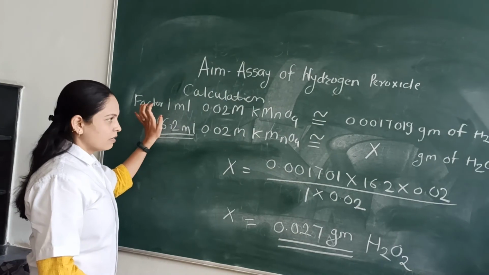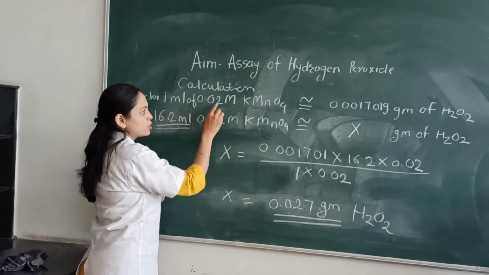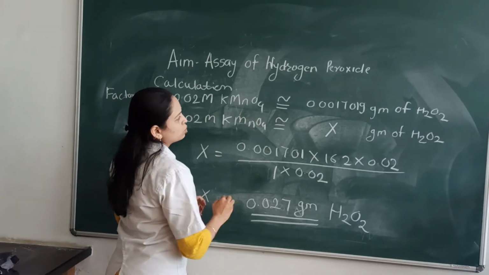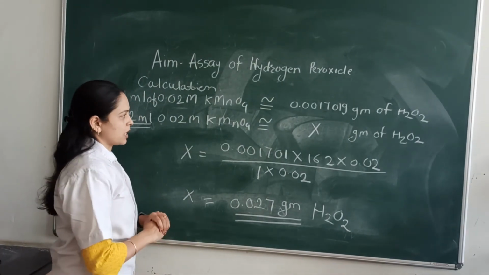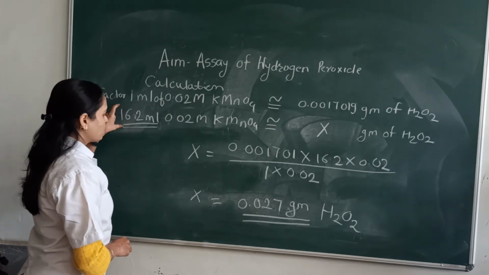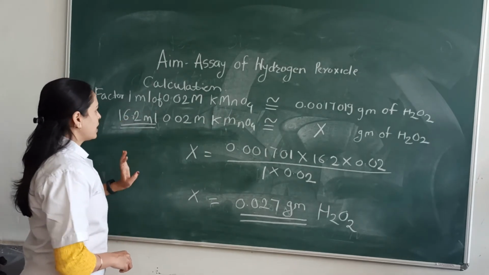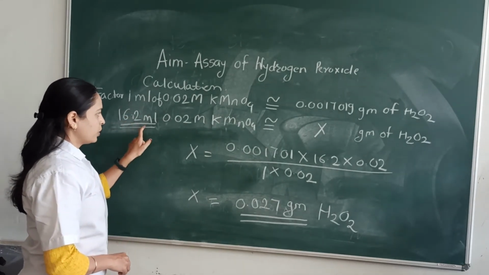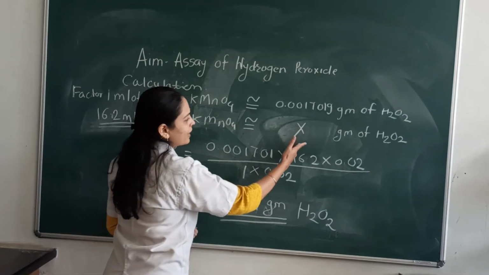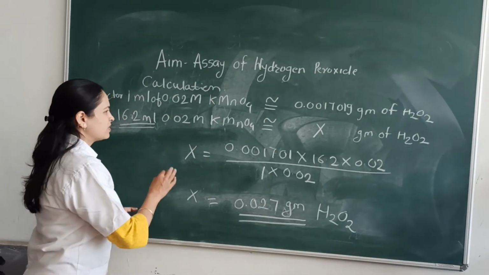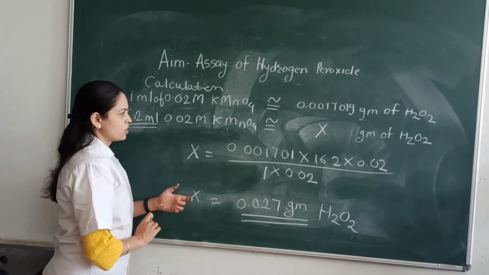For this we will require a factor. That factor is 1 ml of 0.02 molar KMnO4 is equivalent to 0.0017019 gram of hydrogen peroxide. Similarly we have to calculate for our burette reading, whatever the amount of KMnO4 consumed during the titration. So 16.2 ml, our burette reading of 0.02 molar KMnO4, is equivalent to X gram of hydrogen peroxide. Just by cross multiplication we will calculate the amount of hydrogen peroxide found in our sample.